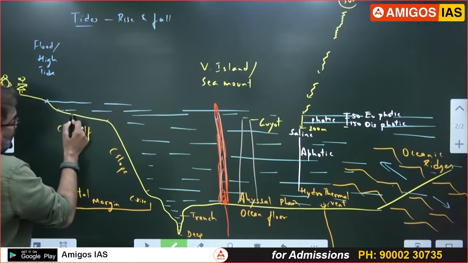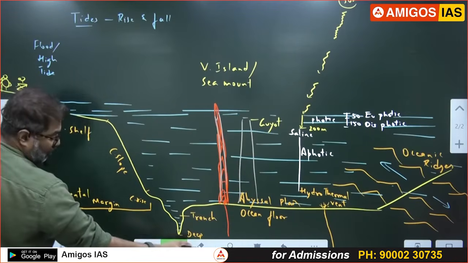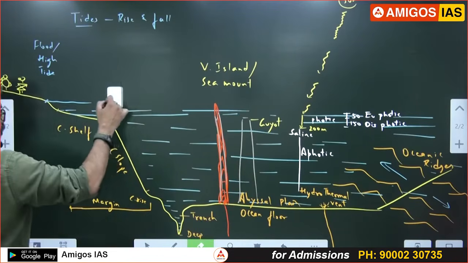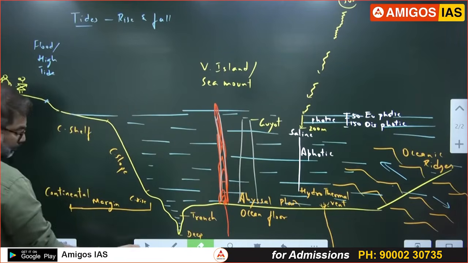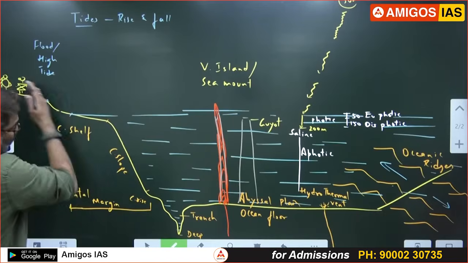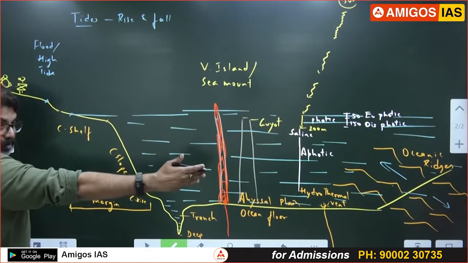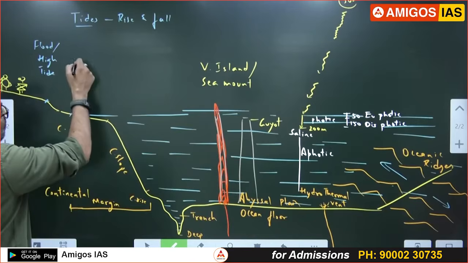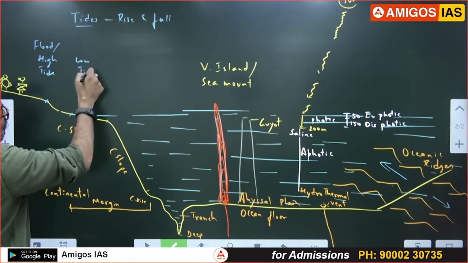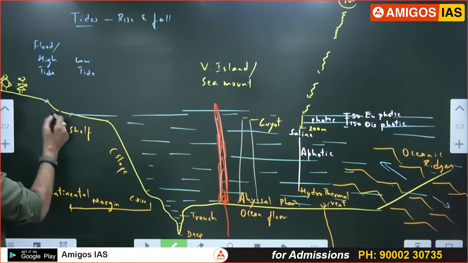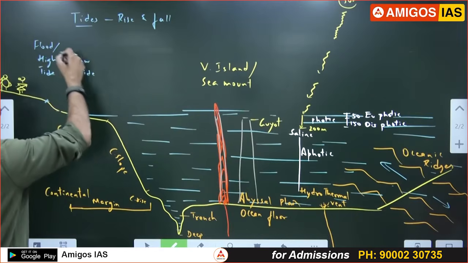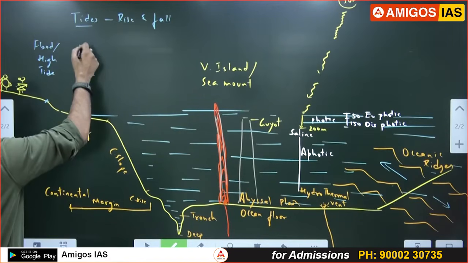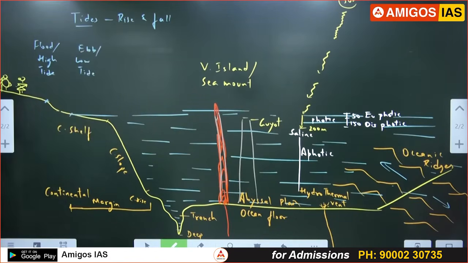During low tide, the water level retreats, back to this much. This is low tide. Low tide means the water level comes down, back south, up to here. Low tide, water level decreases. High tide, water level goes up and the coast gets flooded. Low tide, it comes down. So high tide is called flood tide. Low tide is called ebb tide, E-B-B.